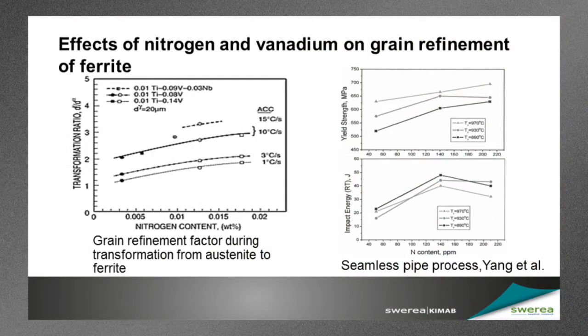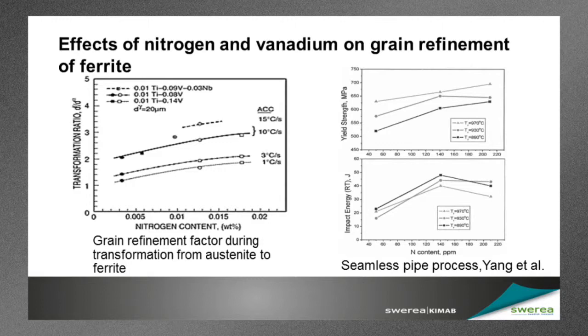Here are some results. Most of the results I'm showing here are from our own work in Stockholm, but here are some from Professor Yang's group in Beijing, simulating seamless pipe processing, and the effect of nitrogen here can be shown to increase the yield stress. That's good, but at the same time to increase the impact energy, the toughness of the steel is going up. So we have 2 things which are happening here.